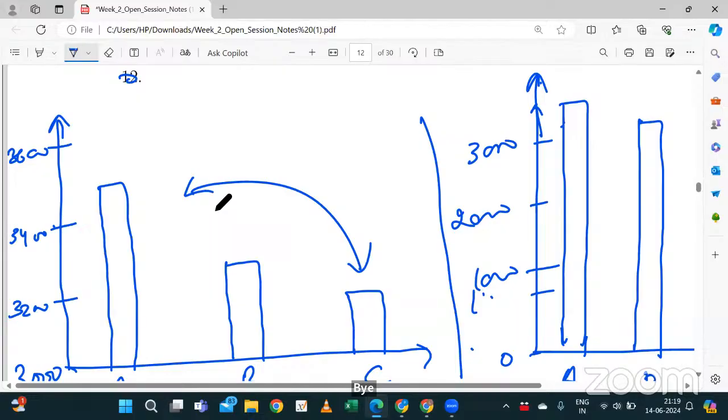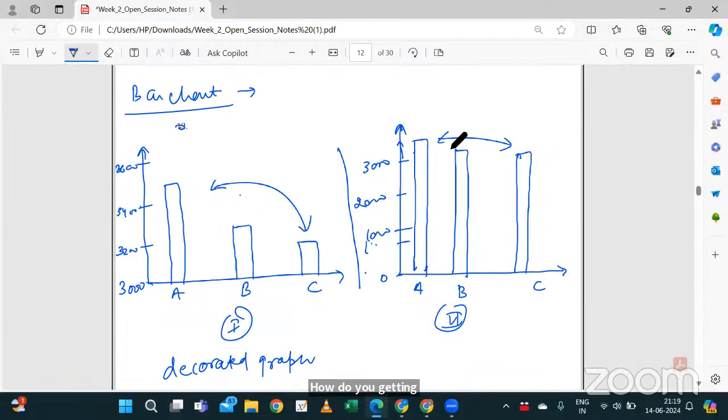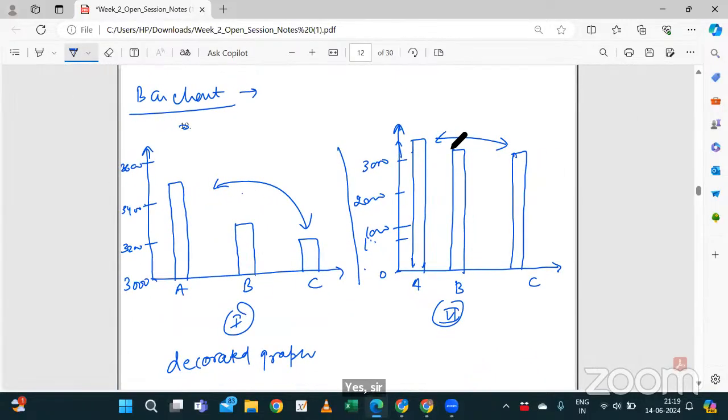Yes, sir. But in reality, there is a difference, but not a significant difference between A and B. Are you getting it? Yes, sir. So this is something called a misleading graph. You are misleading the information. And it happens because there is no baseline.